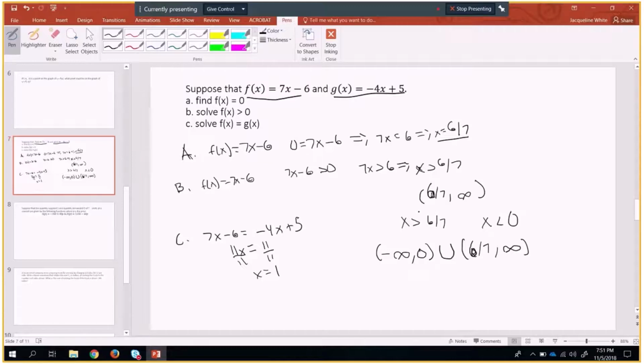Alright? So whenever you use a union sign in interval notation, it's to mark a separation between two different endpoints. In this case, it's 0 and 6 over 7. It's usually found when you have two different inequalities like that, when you're comparing two different things in a certain inequality. All right? This union sign is just to connect these two intervals, from negative infinity to 0 and 6 over 7 to infinity.